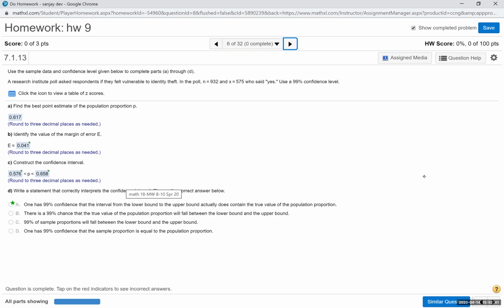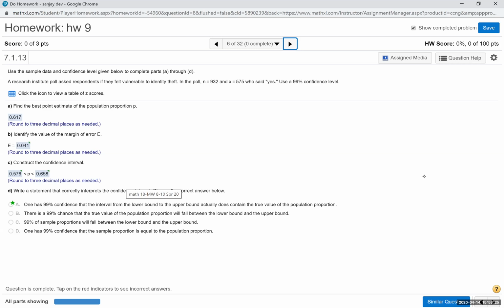So what we need to do first, it says, is find the best point estimate of the population proportion P. I'm going to go step by step, but actually the best way to do it is going backwards. But let's go forward anyway. Find the best point estimate of the population proportion P. That's P hat. So what is P hat? P hat is X divided by N. X is 575, N is 932. So 575 divided by 932, voila, the answer comes out to be 0.617. That's part A.